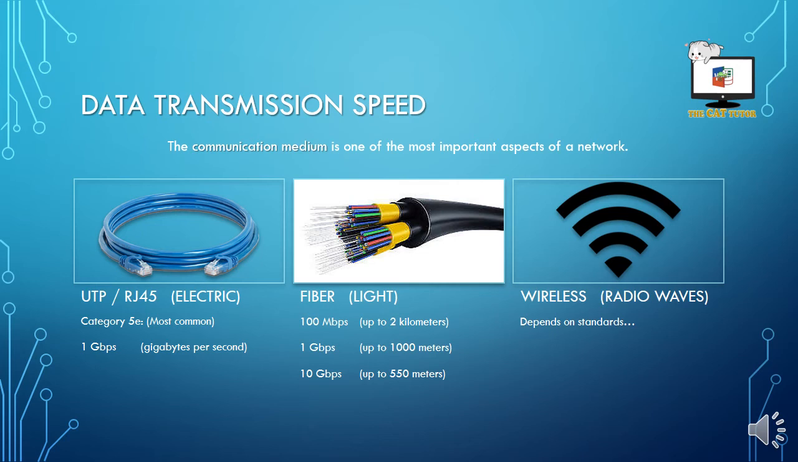Everything, what the weather is, how many objects are in the place where you are going to install this wireless, every single one of these things will influence the data transmission speed. The data transmission speed of wireless also constantly fluctuates. It's never really stable. With UTP and fiber, it is much more stable.